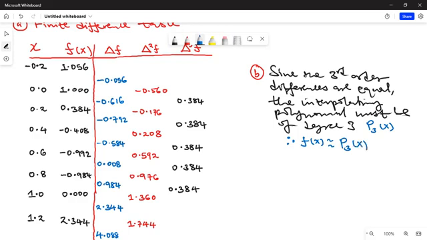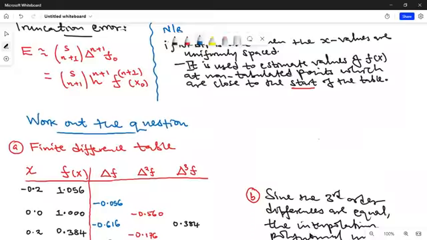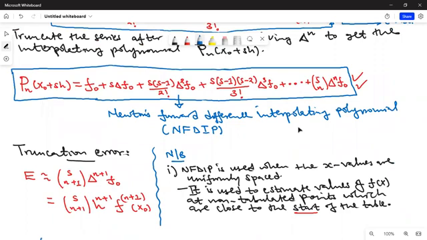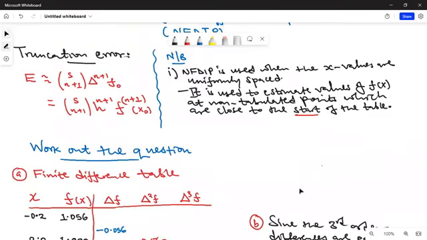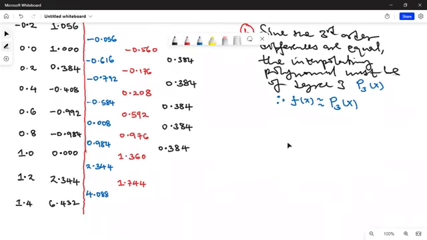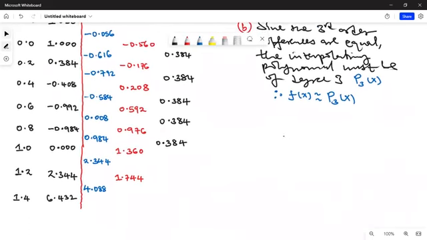Now, what is P3 of x? Let's go back to the Newton forward difference interpolating polynomial of degree n. Now, we replace n by 3 so that we get a polynomial of degree 3, so that we know its general form. So we are going to write here that the Newton's forward difference polynomial of degree 3 takes the form, because this is part C.